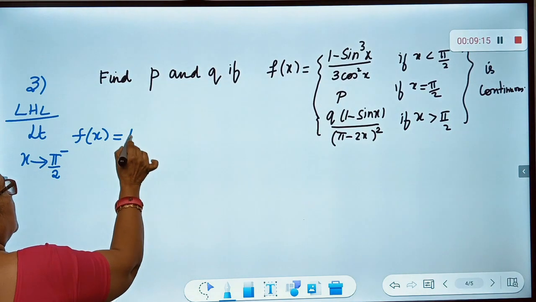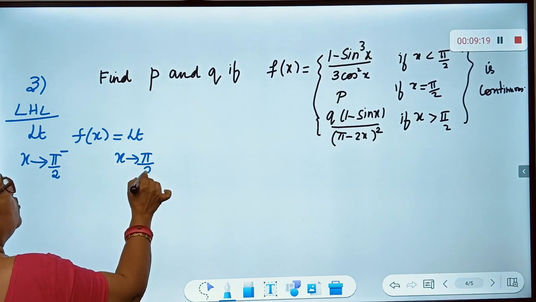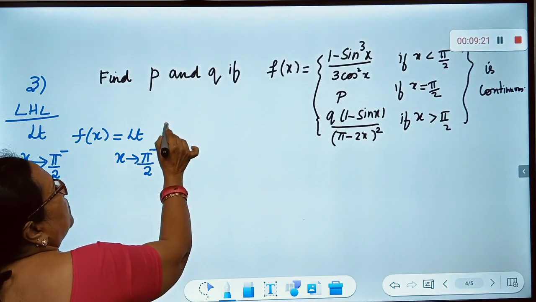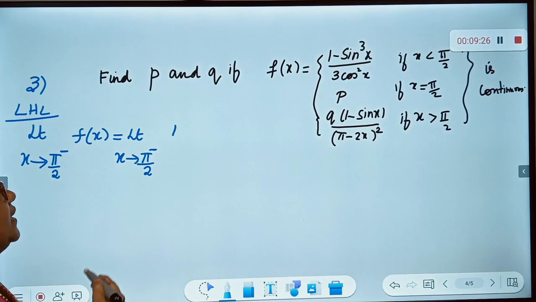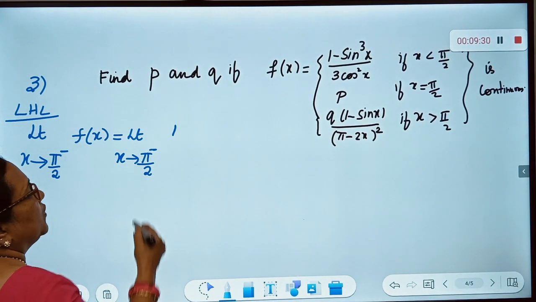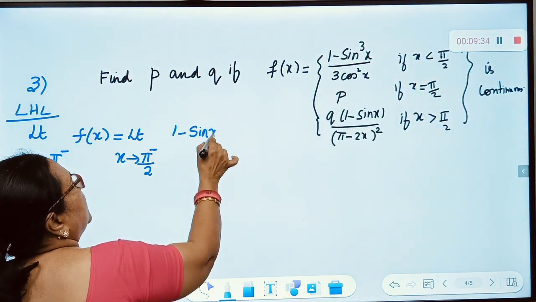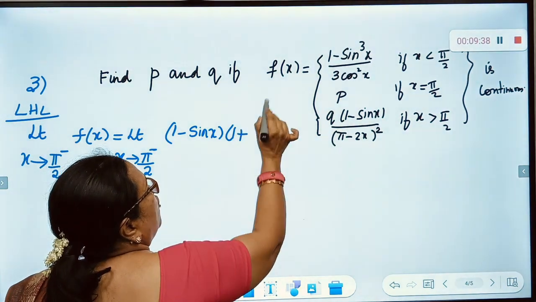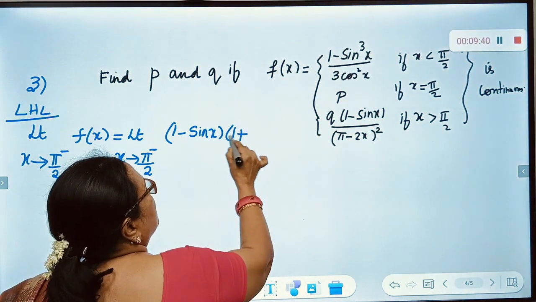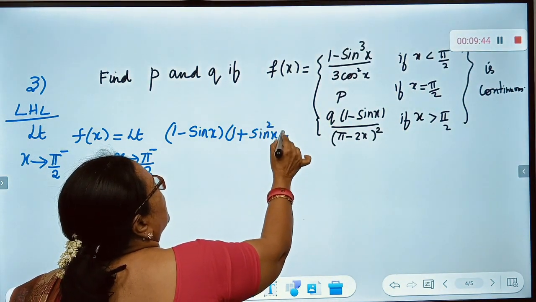This will be limit x tending to pi by 2 minus, 1 minus... See, if I put x directly, I'll get x as pi by 2, I'll get 0 by 0. So 1 minus sine cube x, which I'm going to write as 1 minus sine x into 1 plus... So the form a cube minus b cube, so a minus b into a square plus b square plus ab.